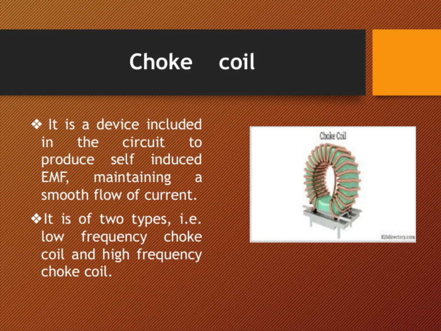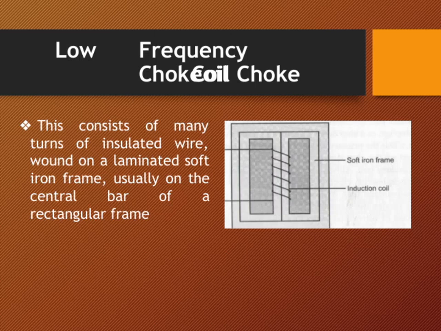Choke coils come in two main types: low-frequency choke coils and high-frequency choke coils. The difference between them primarily lies in their design and the frequencies they are optimized for. Understanding these two types is important because each is used in different applications, depending on the frequency of the signals involved. Overall, choke coils are fundamental in controlling and stabilizing current flow, making them vital in many electrical and electronic circuits. Let's take a closer look at the low-frequency choke coil.